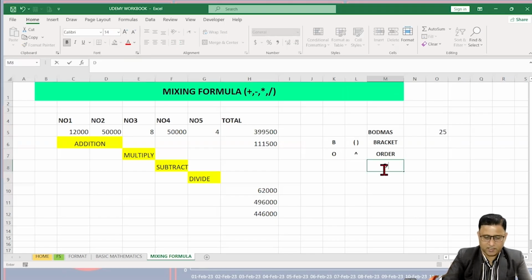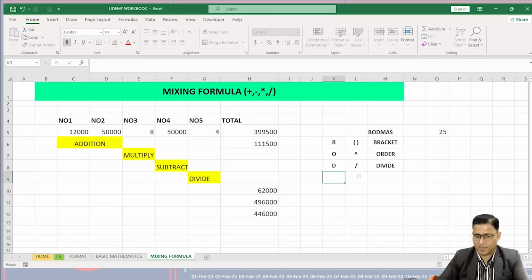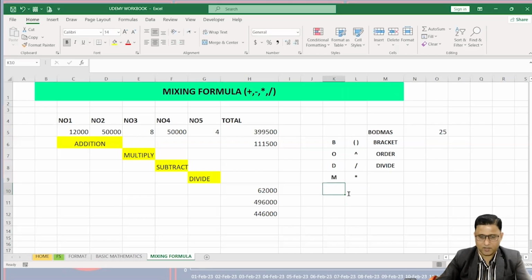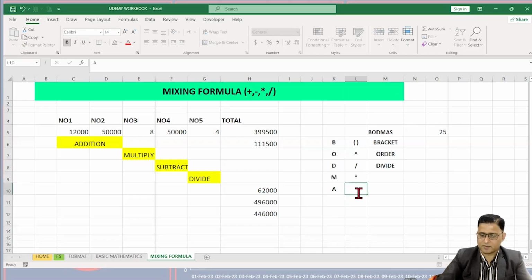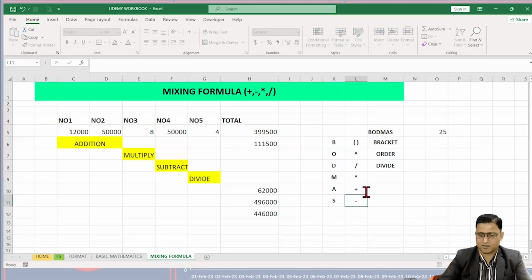D means divide. So we have a divide symbol. We use divide symbols. Okay, D for divide. Then M means multiply. Okay, A for add, and S for subtract.